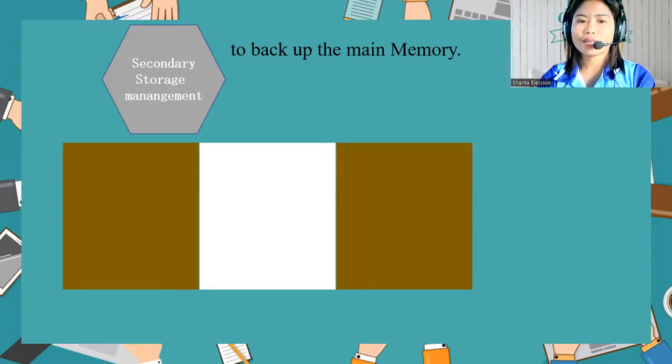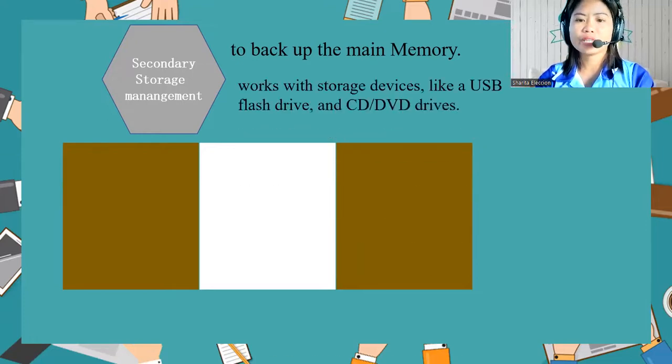So for your secondary storage devices, or any device in the operating system, there is the secondary storage management to back up the main memory. And it works with storage devices like a USB flash drive. Your USB is your secondary storage device, and also CDs, compact discs, and DVDs, drives. So that's your secondary storage. It works only with these devices, any secondary devices in your operating system.